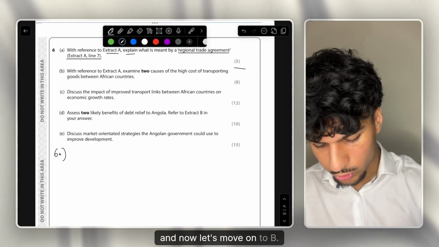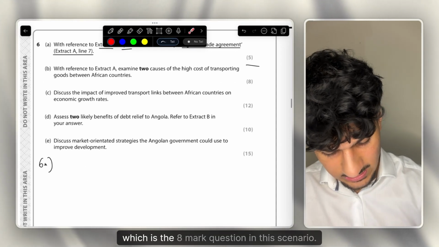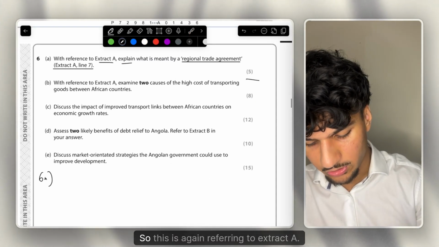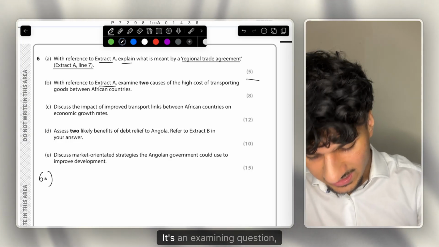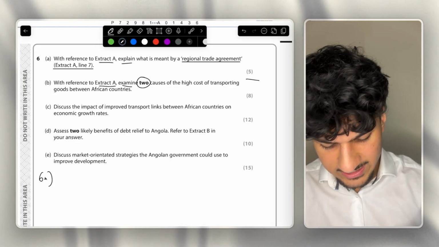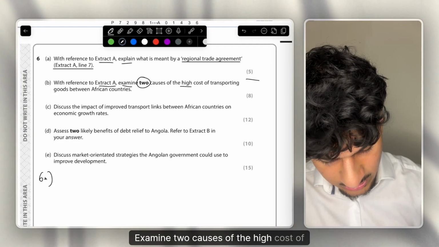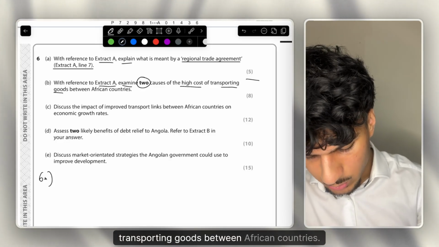And now let's move on to B. So 6B, which is the 8-mark question in this scenario. This is again referring to Extract A. It's an examining question and it's 2 reasons. Examine 2 causes of the high cost of transporting goods between African countries.